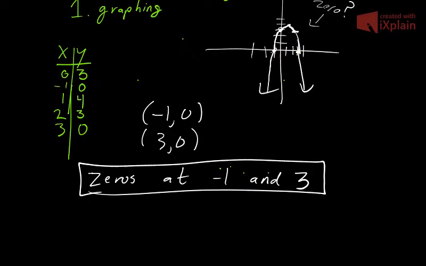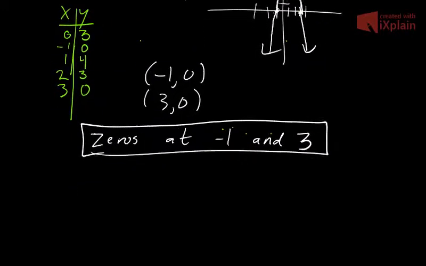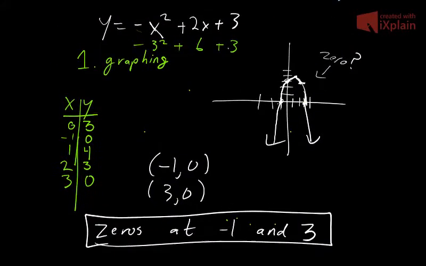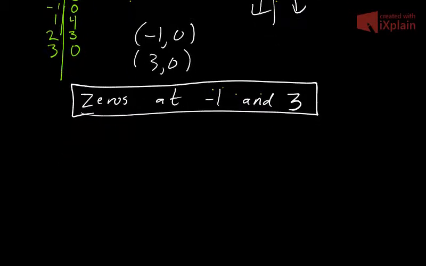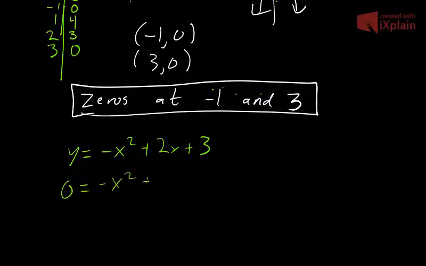So I want to show you guys the easy way to do this. And the easy way to do this is we are going to factor. So I have y equals negative x squared plus 2x plus 3. From this, I can actually make that equal to 0. 0 equals negative x squared plus 2x plus 3.